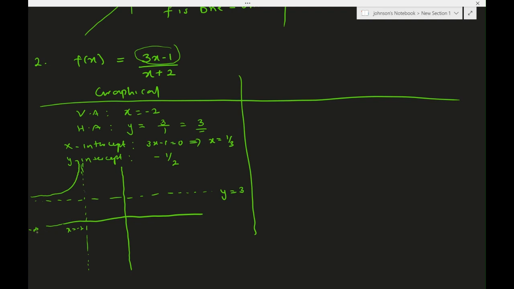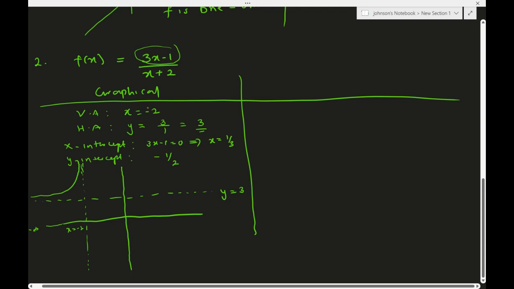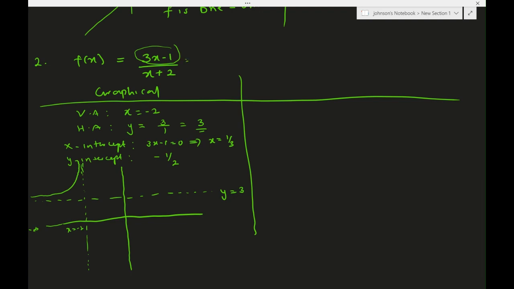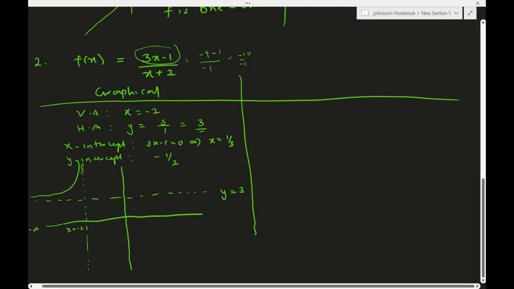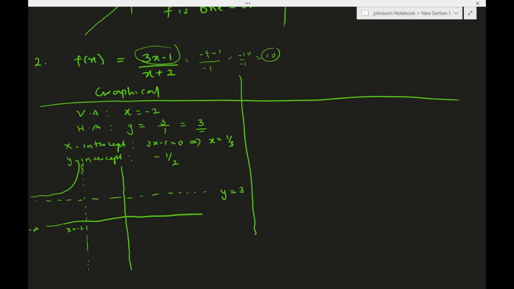All we need to do is take a test point, a number between minus infinity and minus 2, and put it into the function. For example, let's just do it quickly. You take minus 3. If you put minus 3 here, you get minus 9 minus 1, and here we will have just minus 3. So this will give us minus 10 over minus 1, which is 10.